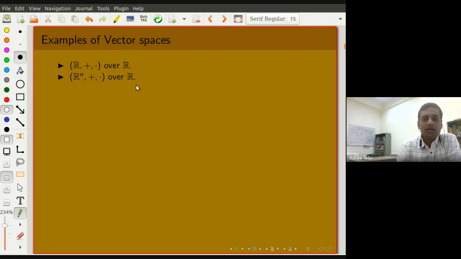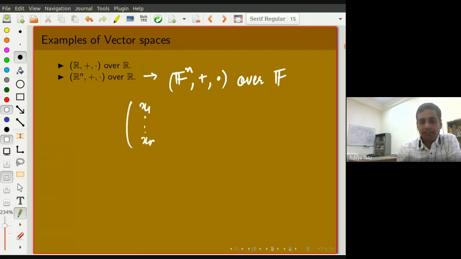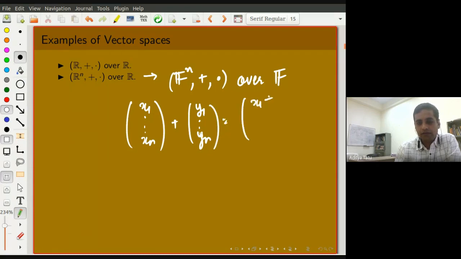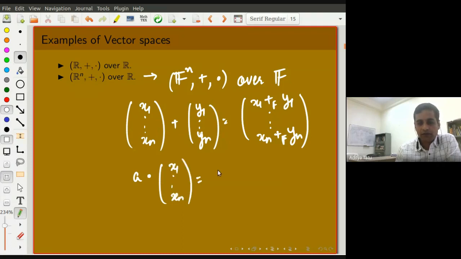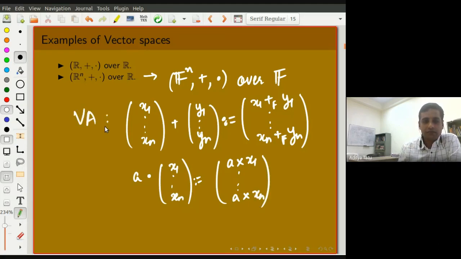In general, R^n over R, or F^n over the field F, where the vector space addition is defined in this way, and the scalar multiplication is defined, this is a definition, in this way. The addition, scalar multiplication.